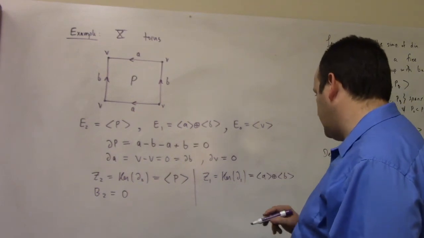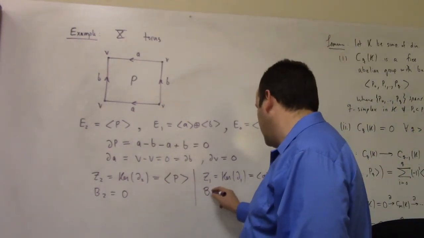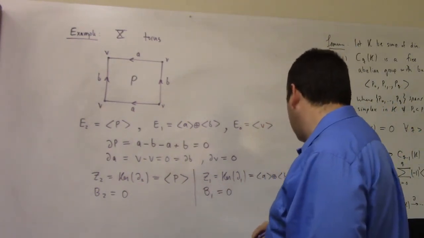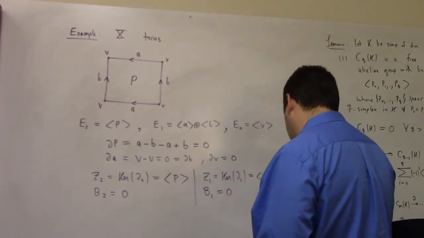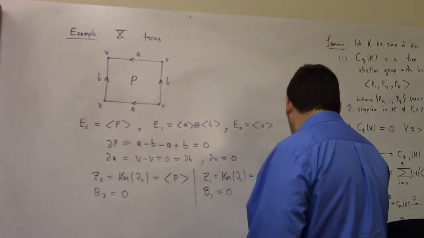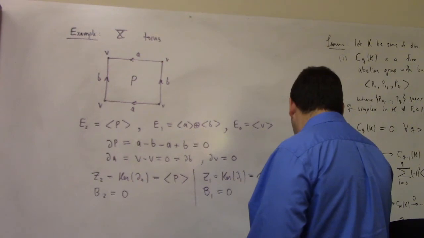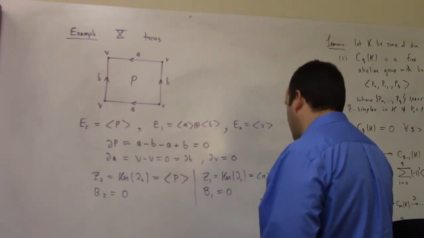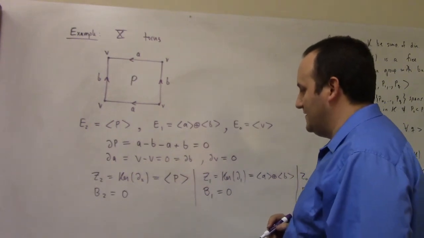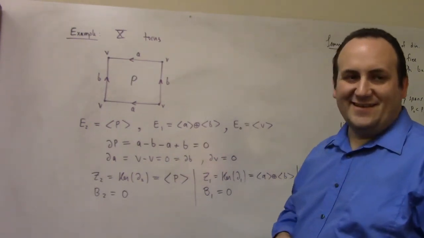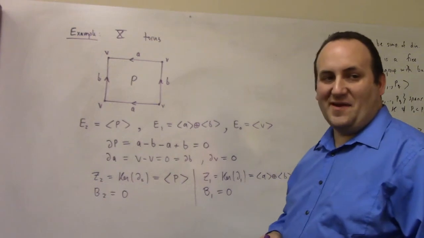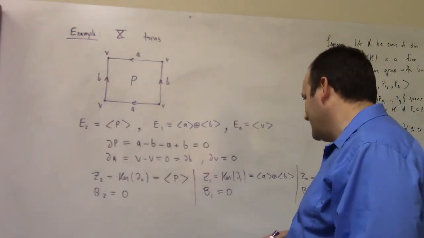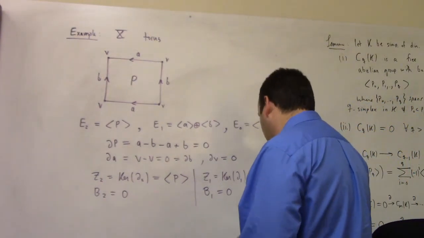And, well, this is rather boring. Sorry, this is not a terribly exciting example. And then Z0 is V. So, oh man, this is funny. So in this case, the cycles are the homology here, right? If I understand it correctly, yes.